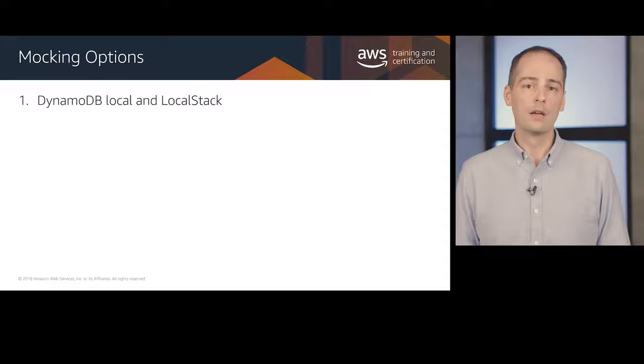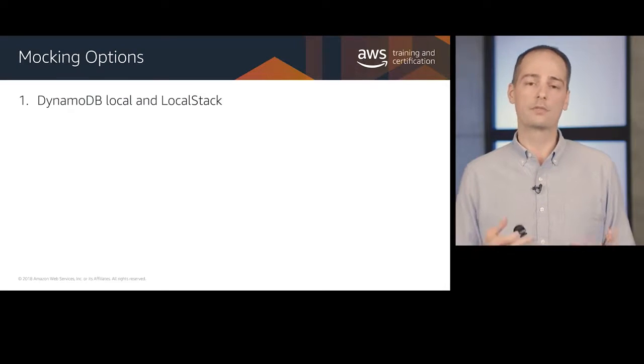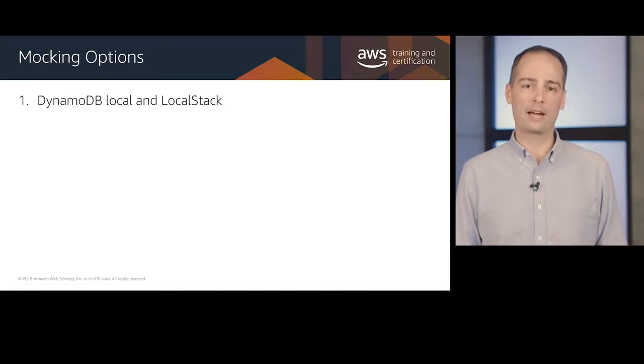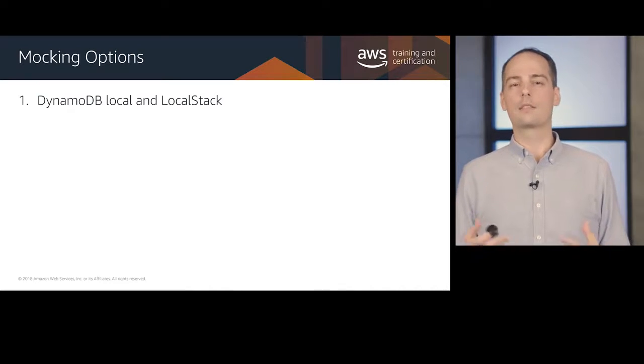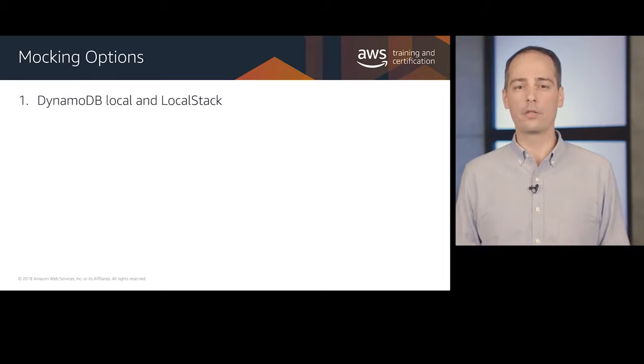Now, there are a couple of options when it comes to how you can mock within a serverless environment. First of all, there are projects such as DynamoDB Local and Local Stack that you can use to emulate these types of external services and other AWS APIs locally on your own box without needing any internet connectivity.